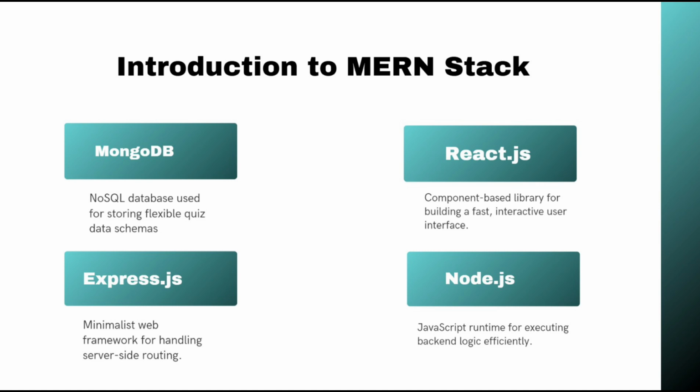For the backend, I used Node.js and Express, which helped me create APIs and handle requests efficiently. On the front end, I used React, which allowed me to build a single page application. This means the page doesn't reload again and again, everything updates dynamically, which makes the user experience much smoother. Overall, MERN helped me build a complete end to end application using JavaScript, which made development more consistent and efficient.